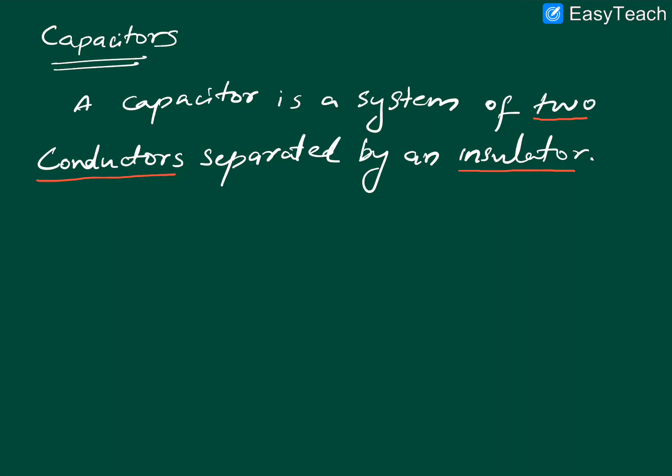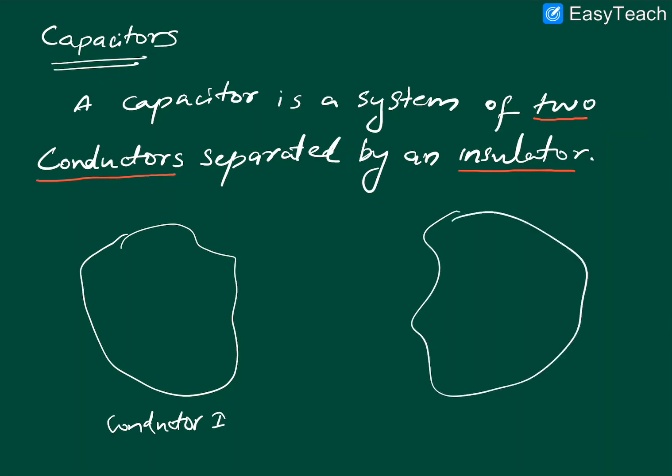Okay, let us consider a case. Let us take two conductors, because for any capacitor you need two conductors. Let us take a conductor of any shape. This is my conductor 1, and this is my second conductor 2. Conductor means which can conduct electricity, or charges can easily move. Now, a capacitor is a system of two conductors separated by an insulator.